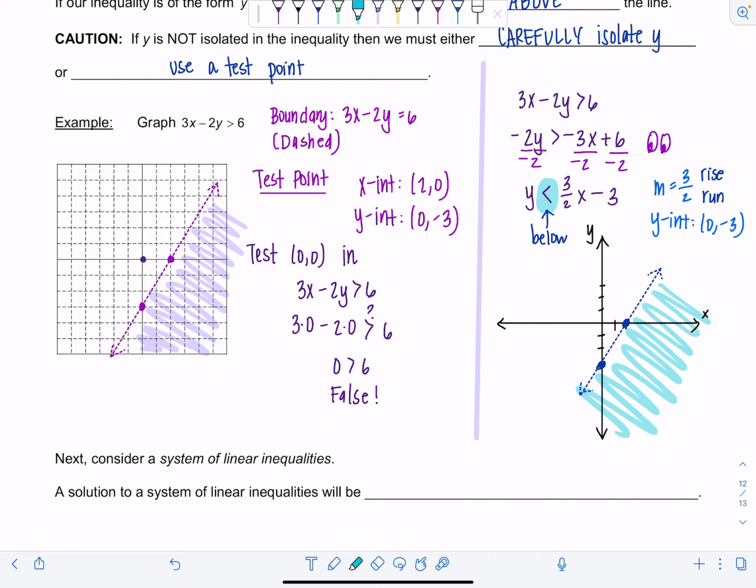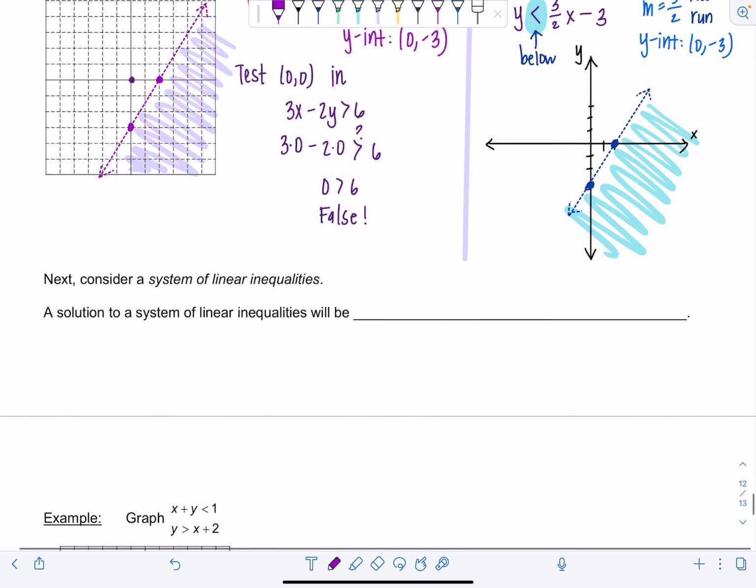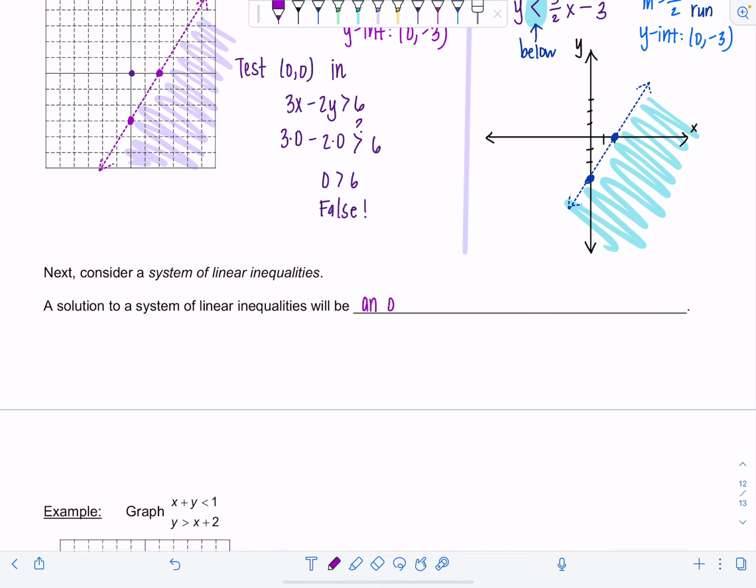Okay, last idea, we're going to look at a system of linear inequalities. Now we know what systems of equations are. And so we can do something similar here where we consider more than one linear inequality at a time. So we have a system of them and we want to find a solution to the entire system. So what would it look like? A solution to the system would be any ordered pair that makes all the inequalities true. It has to make everybody happy. So it makes all the inequalities true.